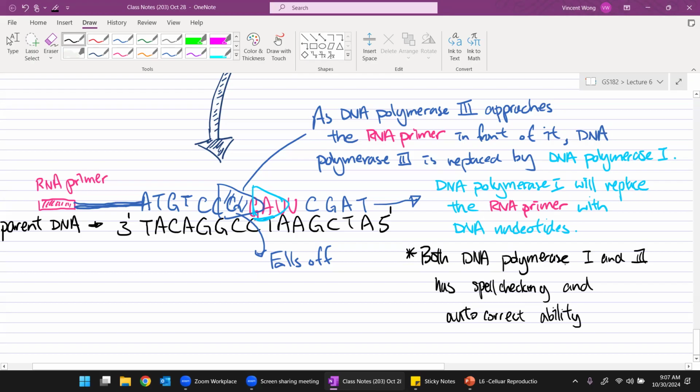Okay, both polymerase 1 and 3 have spell checking and autocorrect ability, meaning as it's building, if it accidentally puts in the wrong nucleotide, it will just move back one space, take it out, and then change it. It's like typing. You type, and then you realize you made a mistake, you press backspace, and then you correct the mistake. So this way, it can minimize the chance of introducing errors and mutations into your DNA.